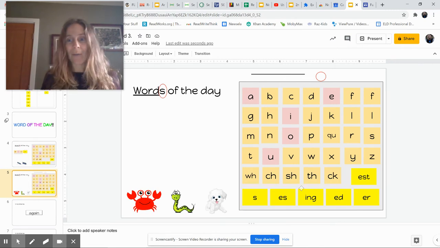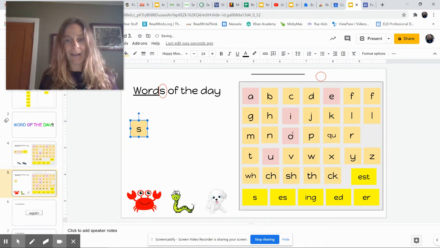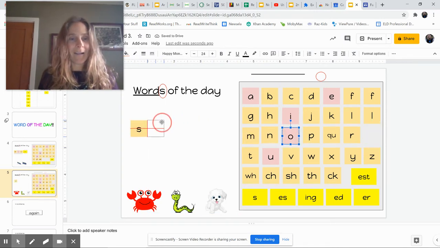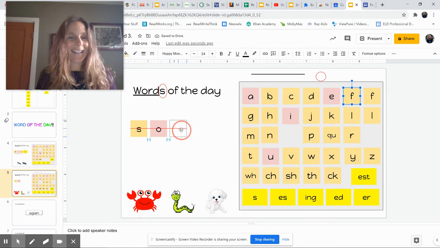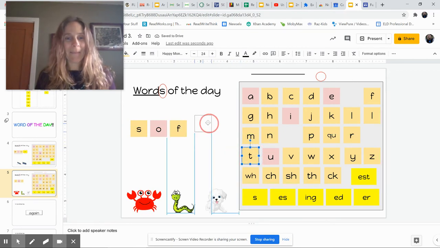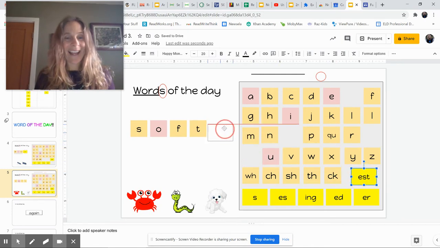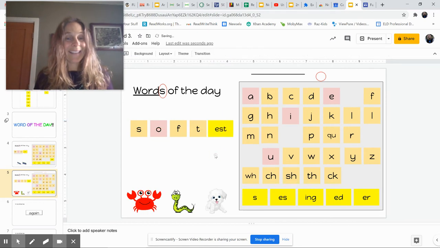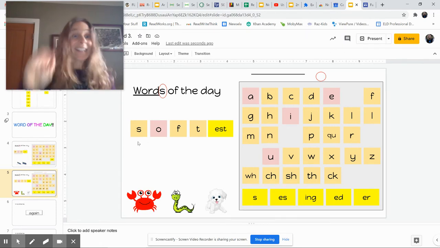So I'm going to build it, and I want you to try and figure it out as I'm building it. And this one doesn't have a digraph, but I'm going to have a little blend in here. Did I give myself enough room? And I'm going to add my suffix est. So let's tap out that base word. S, a, f, t, est. Softest. Yes. If you said that, you got it right.